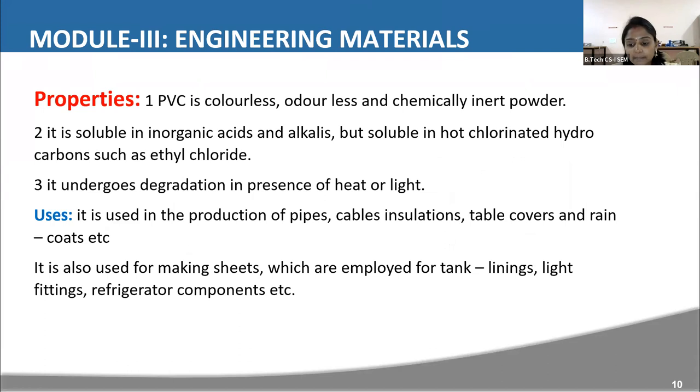PVC properties. PVC is a colorless, odorless, and chemically inert powder. It is insoluble in inorganic solvents and alkalis, but soluble in hot chlorinated hydrocarbons such as ethyl chloride. It undergoes degradation in presence of heat or light. The melting temperature is 212 to 500 degrees Fahrenheit, and 100 to 260 degrees Celsius. The melting temperature of PVC is 100 to 260 degrees Celsius.